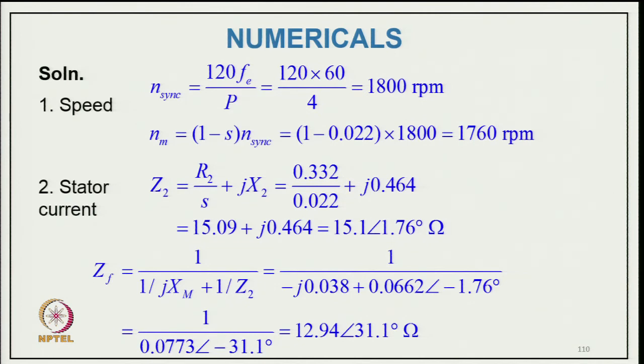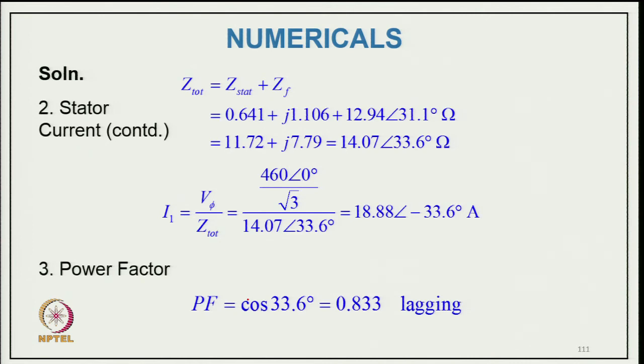So, coming to the solution, first we get the synchronous speed, 120 f by p, that comes to 1800. Then rotor speed, 1 minus s times synchronous speed, comes to 1760, and now we can go to the stator current. First we can find out Z2, that is R2 by s plus jX2. So, we get this impedance here, then ZF, that is jXm and Z2 in parallel. So, this we get 12.94 at the angle of 31.1 degree ohm, and then we get the total impedance equal to Z stator plus ZF, and putting in this value we get 14.07 at the angle of 33.6 degree.